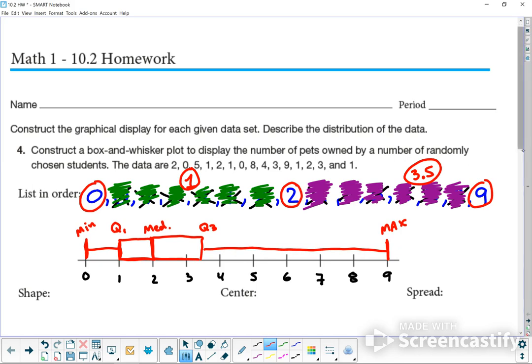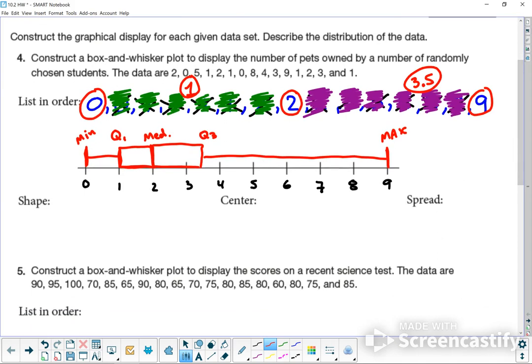Okay, so this shape, I use blue, is skewed right. Because most of the information is on the left-hand side, this is going to be skewed right. Center is going to be 2. And spread is from 1 to 3.5, or you can go 3.5 minus 1, which is 2.5.